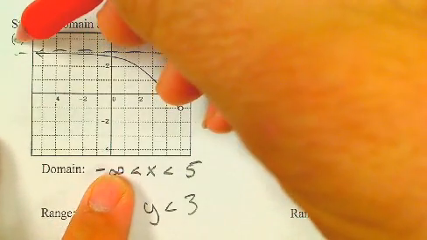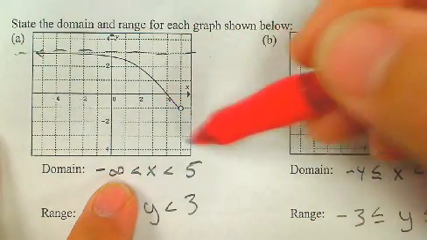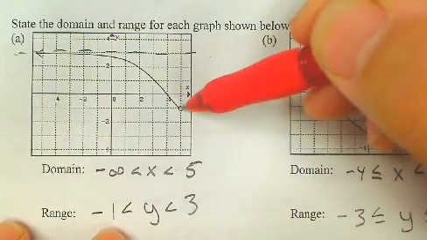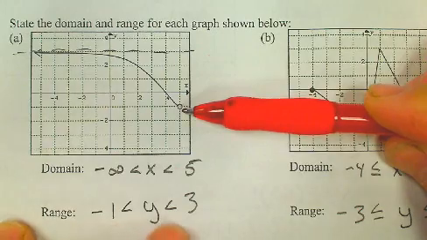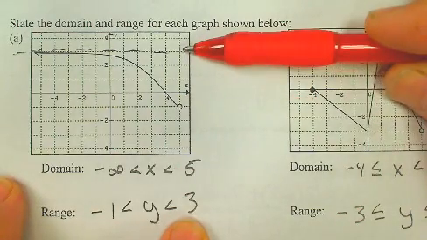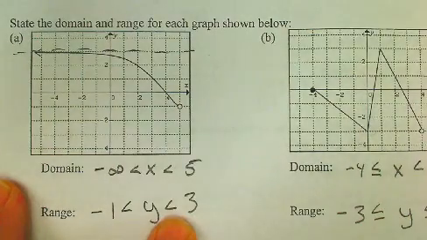Negative infinity is my lowest x, all the way up to 5, but not including 5, because of that open circle. My lowest y is down here at negative 1, and then my highest y is here at 3, and it's an asymptote, so it's not going to be equal to it.